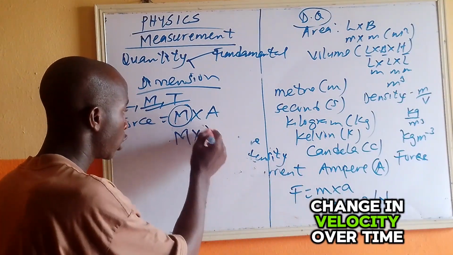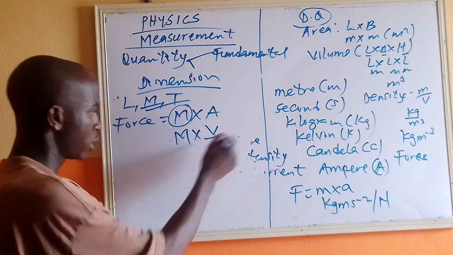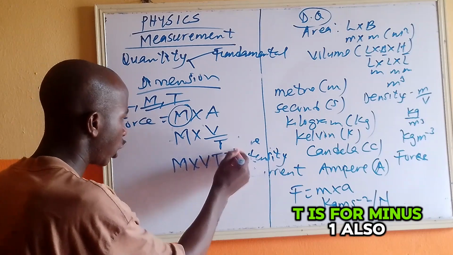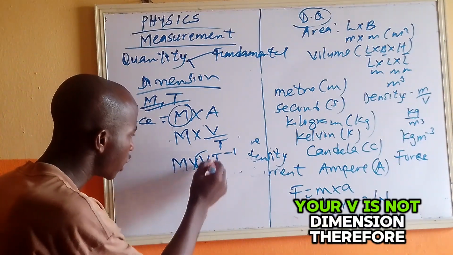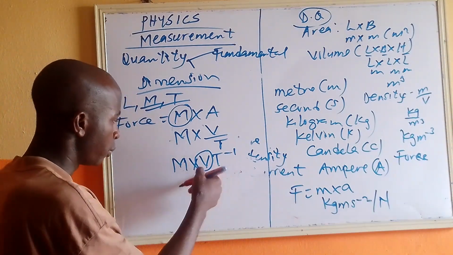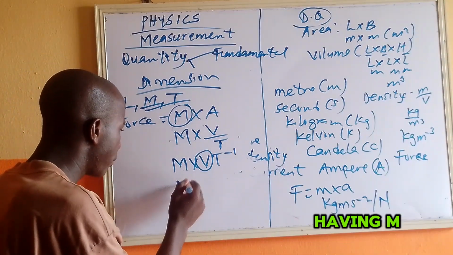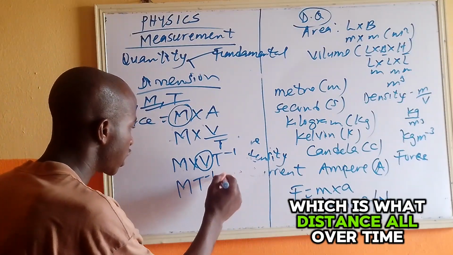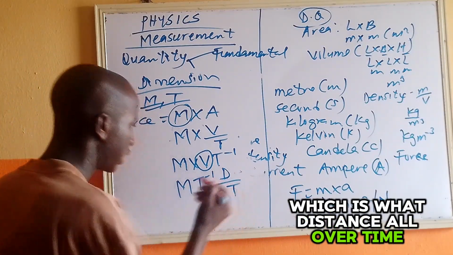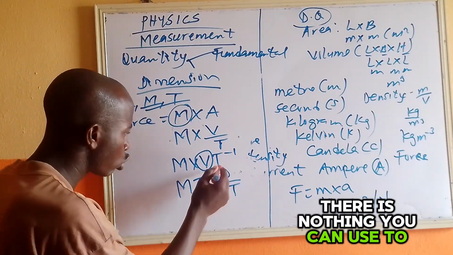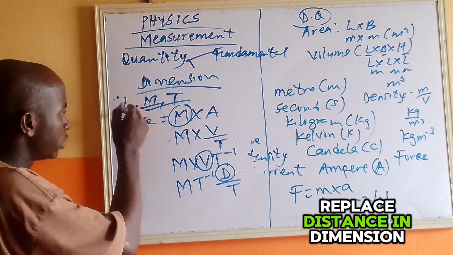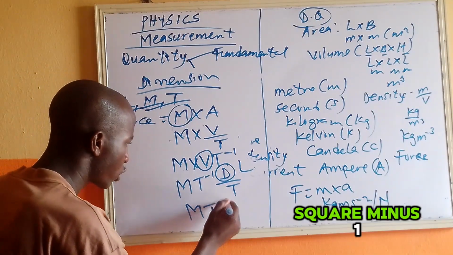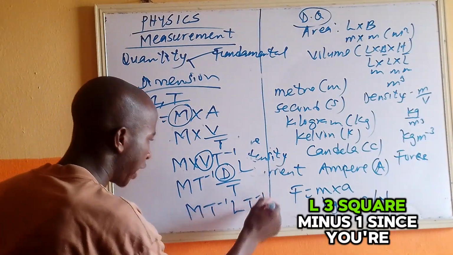Change in velocity over time, which means that you can turn this one to be m times v t raised power minus 1. Also, your v is not a dimension. Therefore, break your v down. So you are going to be having m t raised power minus 1. What is v? Change in displacement over time, which is what? Distance all over time. But remember, there is nothing you can use to replace distance in dimension, which is what? Length. Therefore, I'm going to be having m t raised power minus 1 l t raised power minus 1.